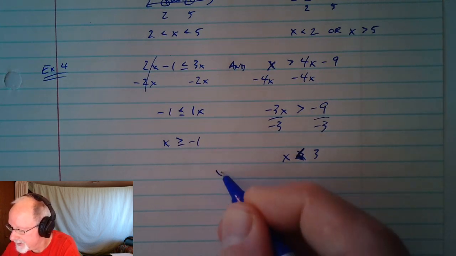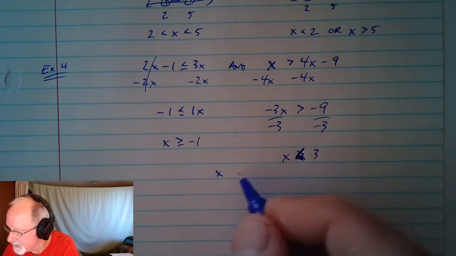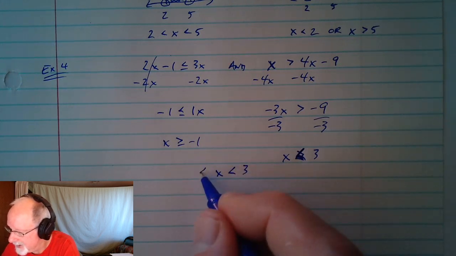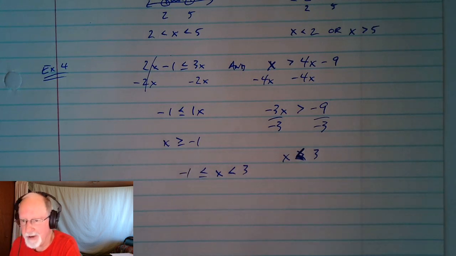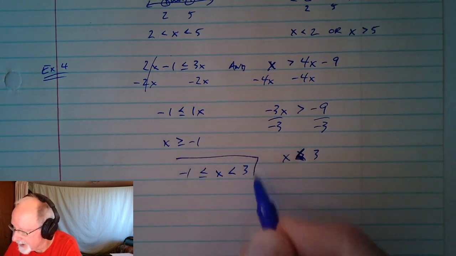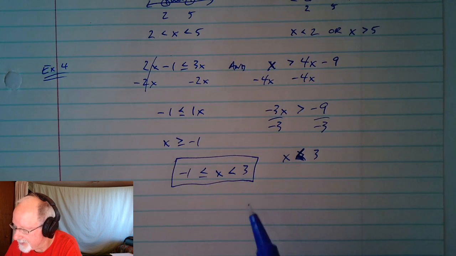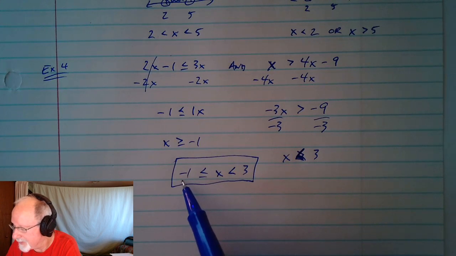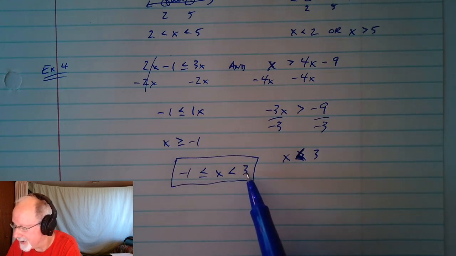The easy way to do that is just to put x between the maximum amount, which is the 3, and the minimum amount, which is the -1. So there's your final answer. So we don't write the word and in the final answer. It's implied when we put it between the left minimum number and the right maximum number.